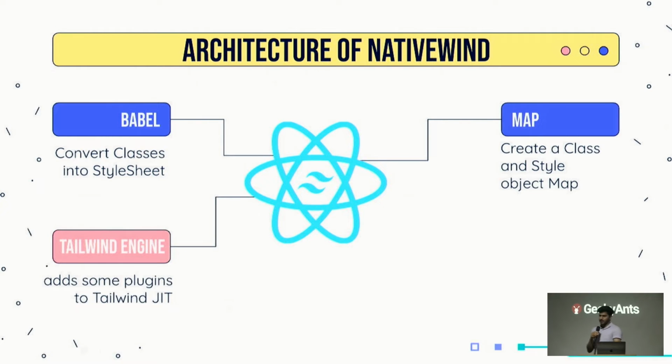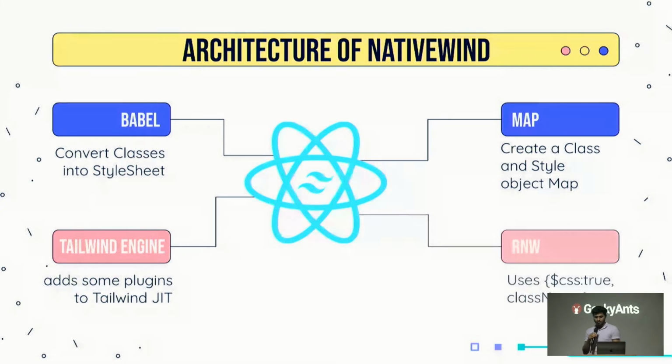On the website, it has its own unique syntax as well. So it adds some plugins and runs a Tailwind engine on top of it, so it is able to create your CSS file statically. It also uses React Native Web, and it passes those class names using a certain API which is only for library authors. It is this syntax where you pass an object with CSS true, which is then forwarded by your class names.